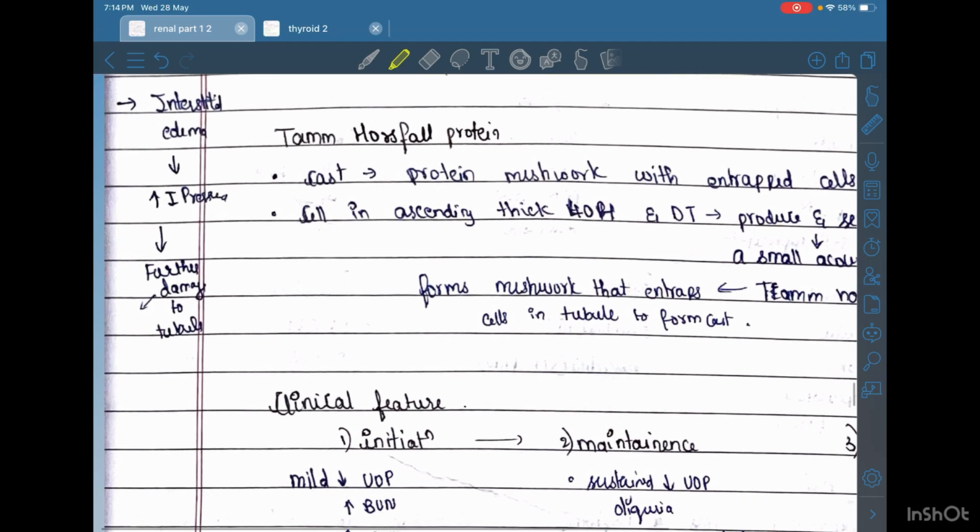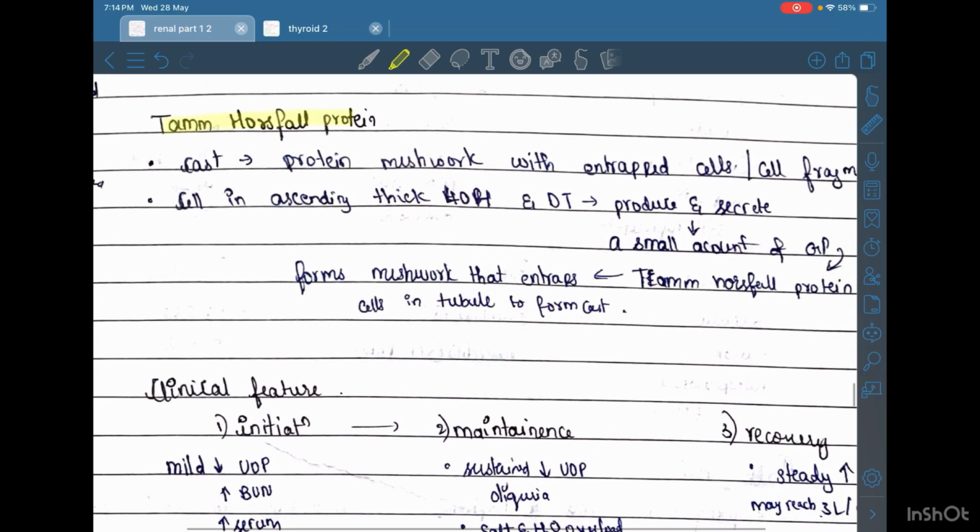Okay. Tamm-Horsfall protein. What is Tamm-Horsfall protein? We'll see that later. First, let us understand what is a cast. Cast is nothing but a protein meshwork with entrapped cells and cell fragments. What is it? It is a meshwork, protein meshwork with the entrapment of cells and the cell fragments.